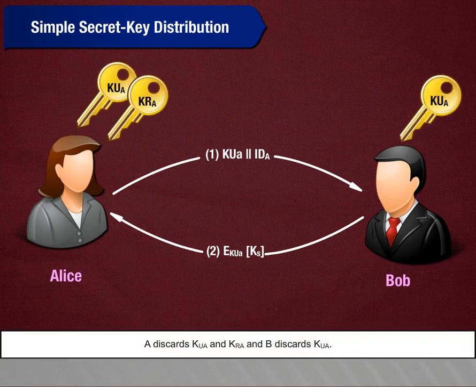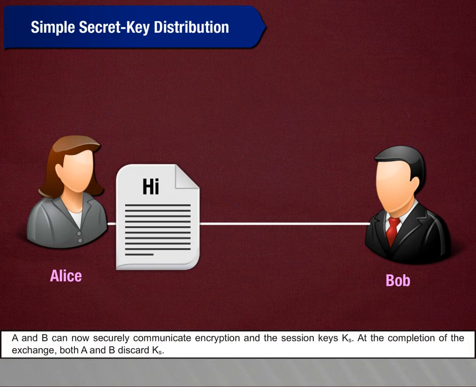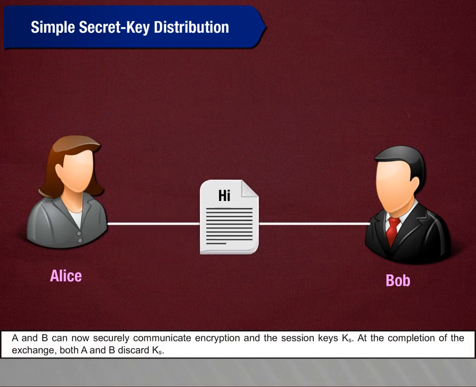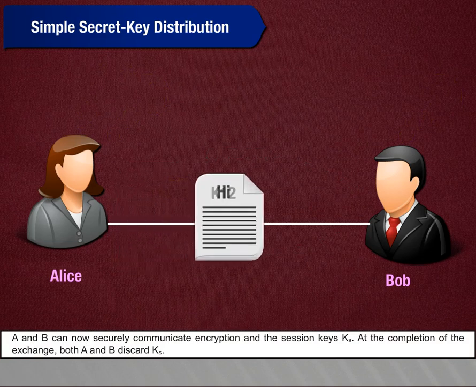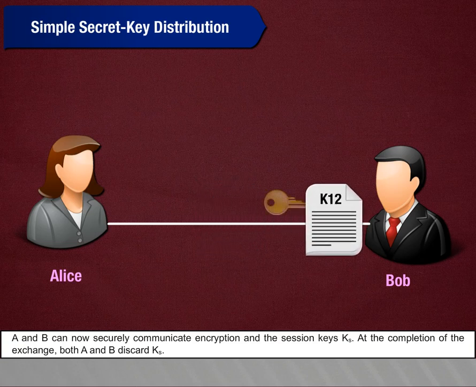A discards KUA and KRA and B discards KUA. A and B can now securely communicate using conventional encryption and the session key KS. At the completion of the exchange, both A and B discard KS.